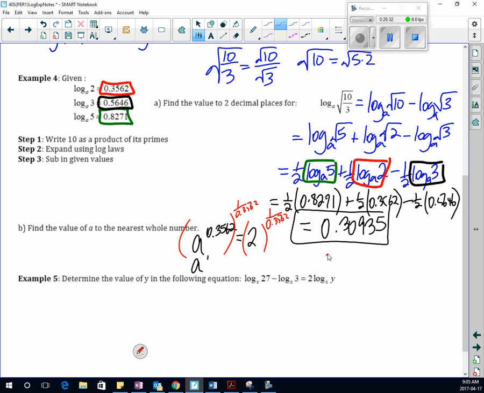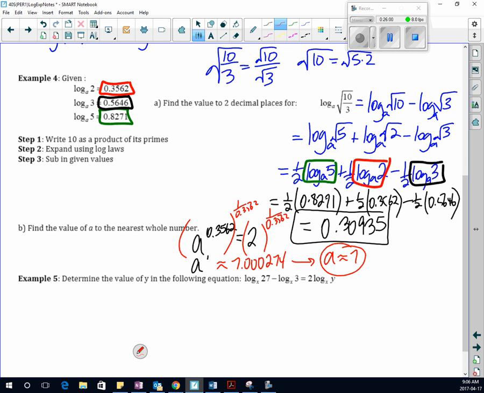Yeah, so 2 to the power 1 over 0.3562. Oops, I didn't do 2 to the power. I'll try that again. 2 to the power 1 divided by 0.3562. So you get roughly about 7.000274, blah, blah, blah. So that means A is approximately 7.